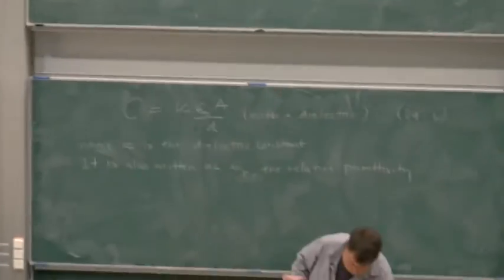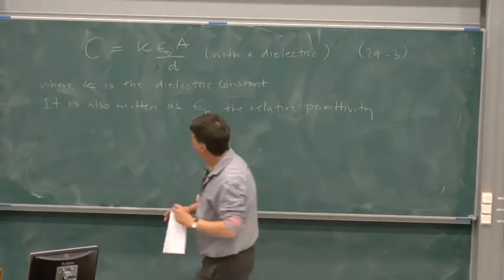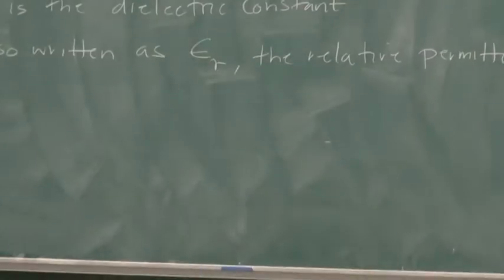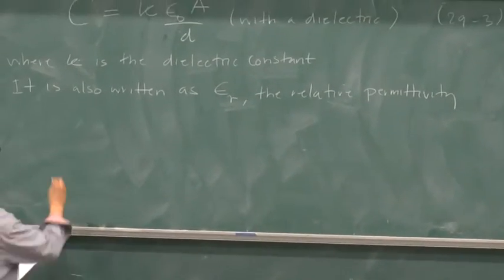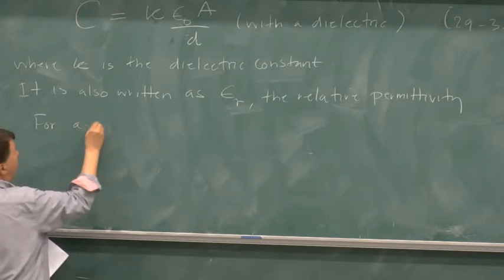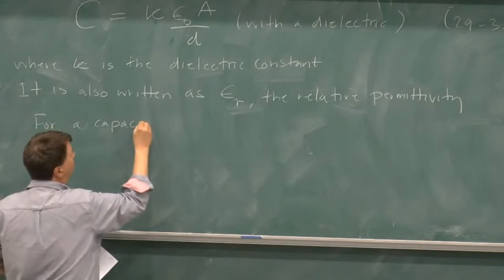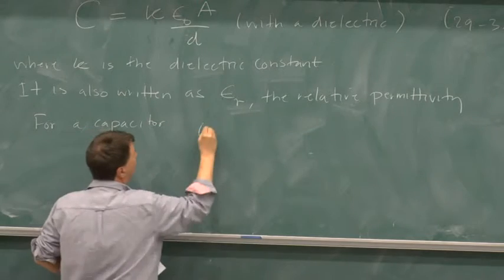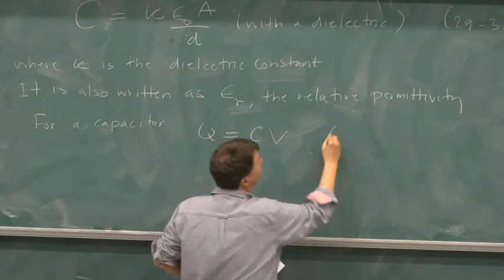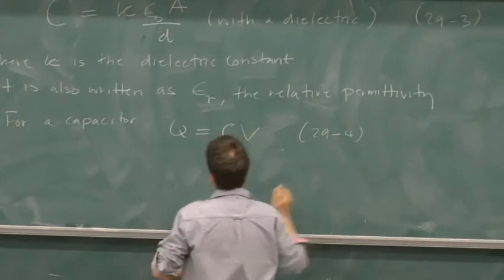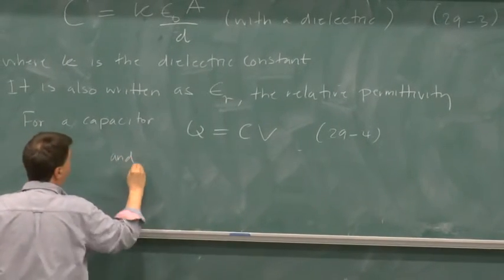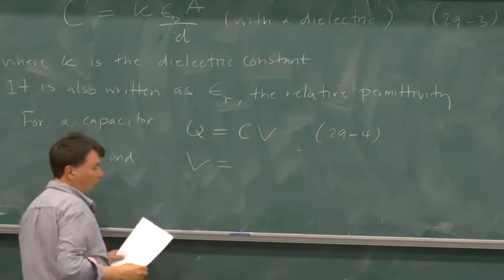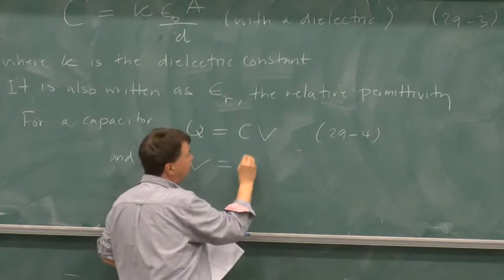So again, I'll just note this down very briefly. I'm not going to go through that whole calculation, but for a parallel plate capacitor, we've got Q is equal to CV, and V is equal to ED.